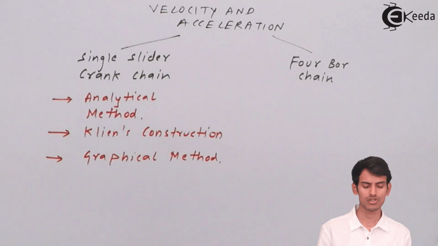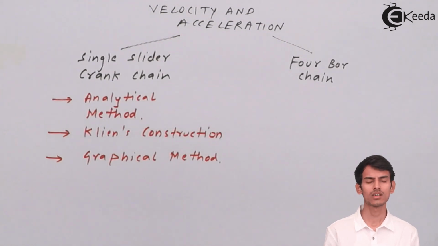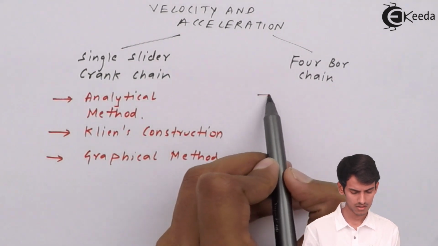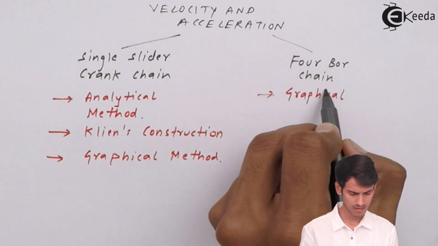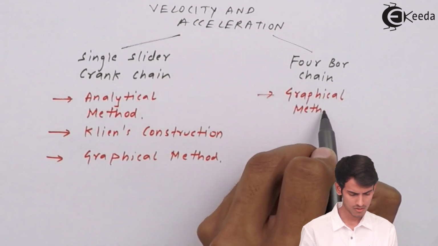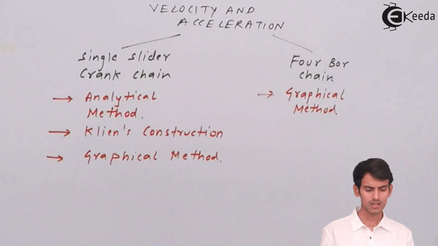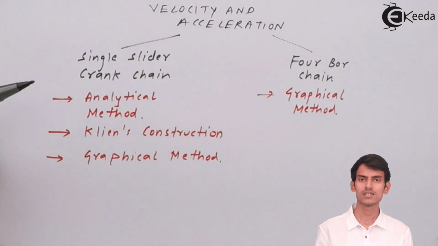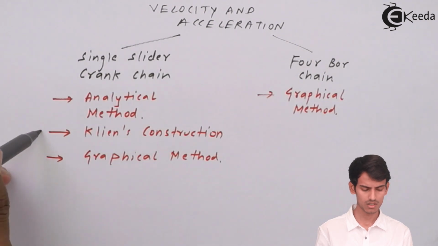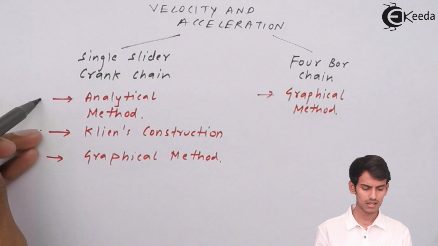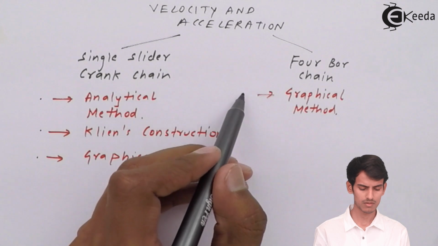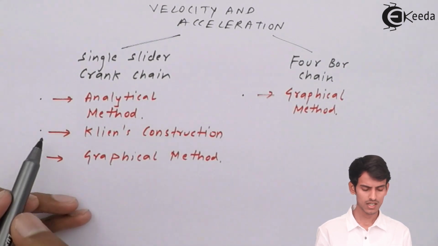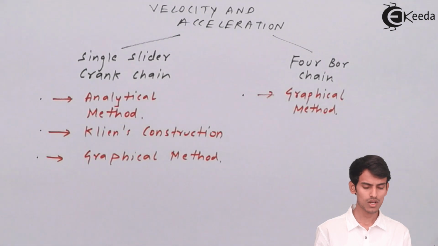So in single slider crank chain you have three methods. In a 4-bar chain you have only one method, that is graphical method. So first we'll be starting with single slider crank chain, and in single slider crank chain we'll be doing Klein's construction, then we'll be doing analytical method, then we'll move on to graphical method, and finally we'll do 4-bar chain graphical method. So first is the Klein's construction, that is used to calculate the velocity and acceleration of different links of a single slider crank chain.